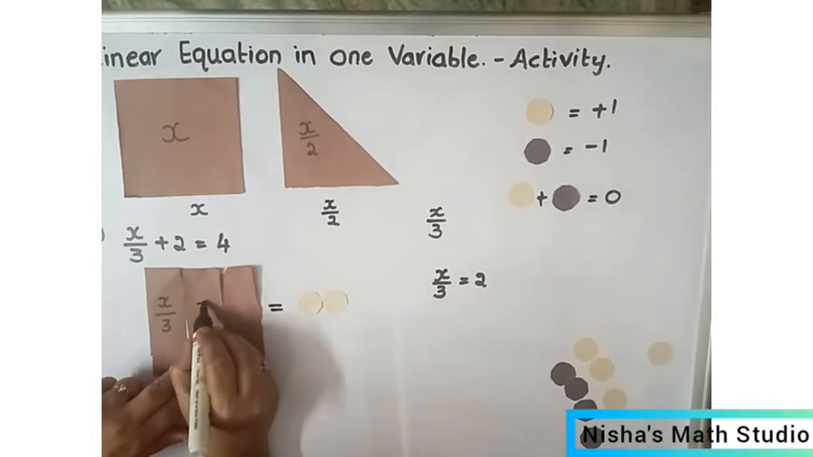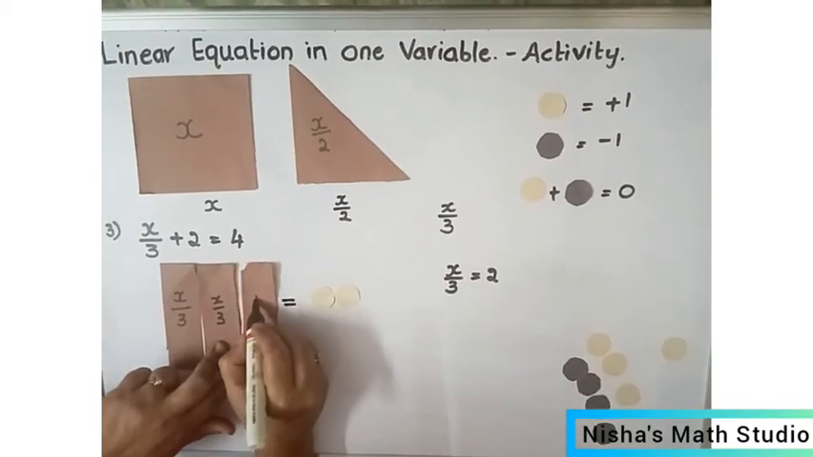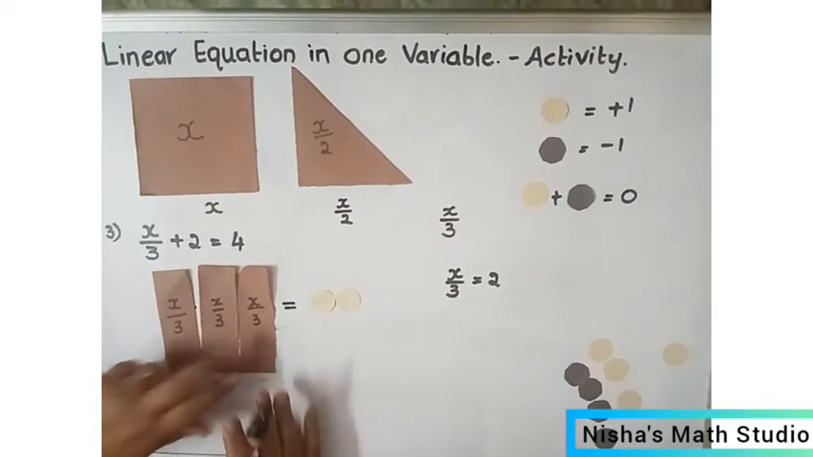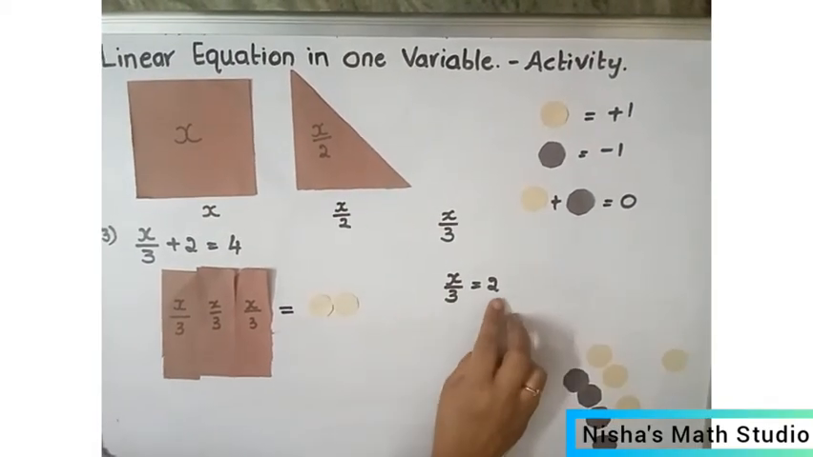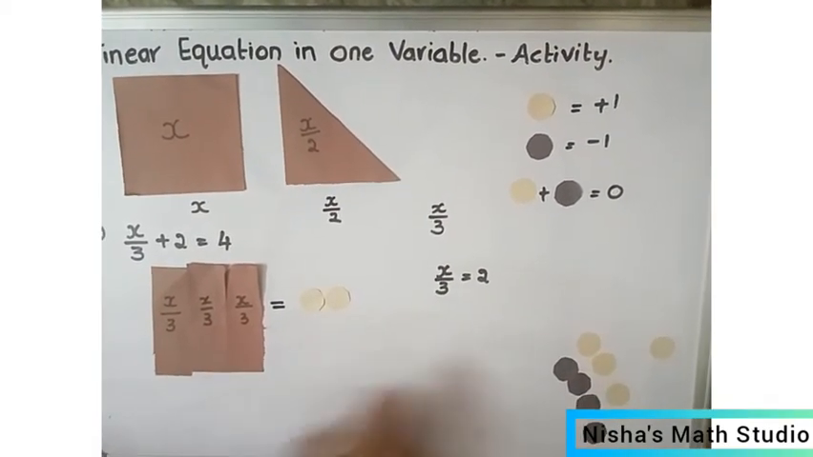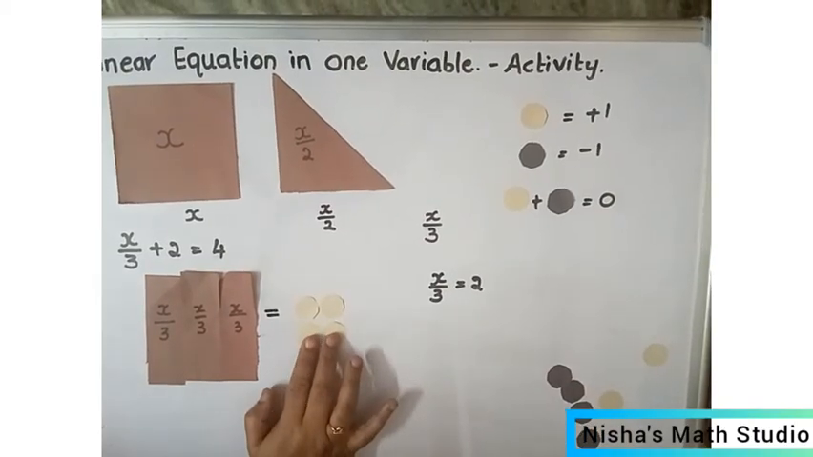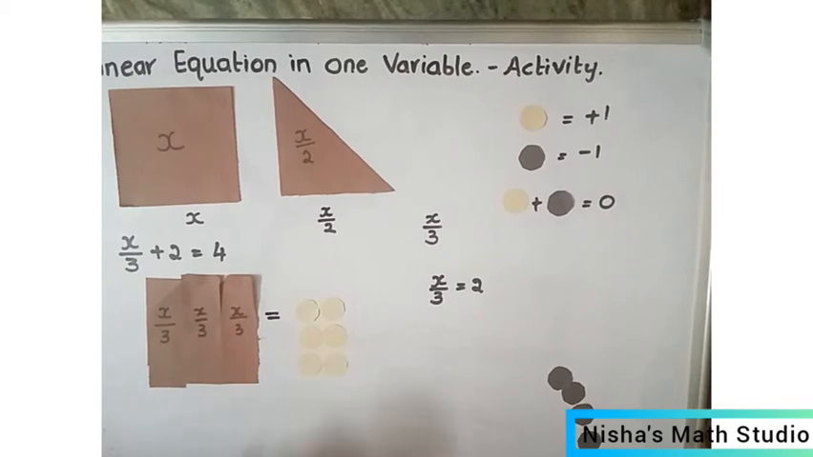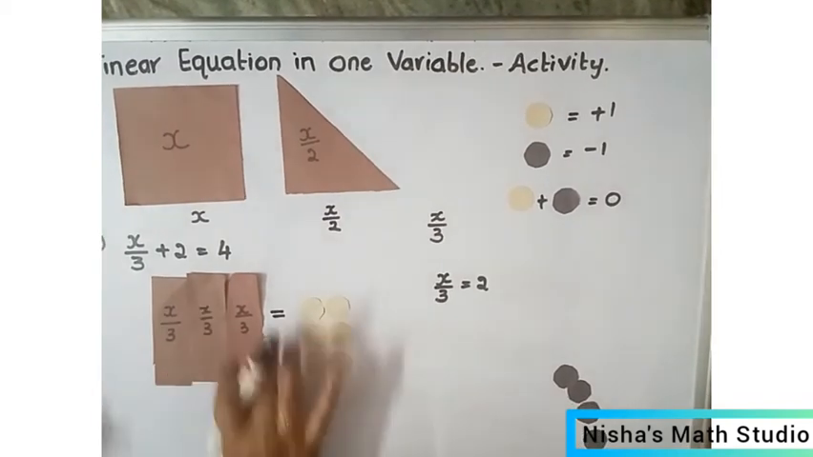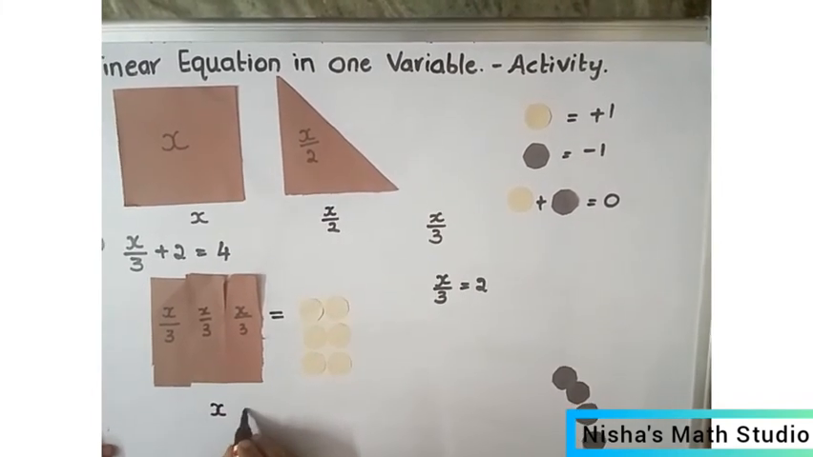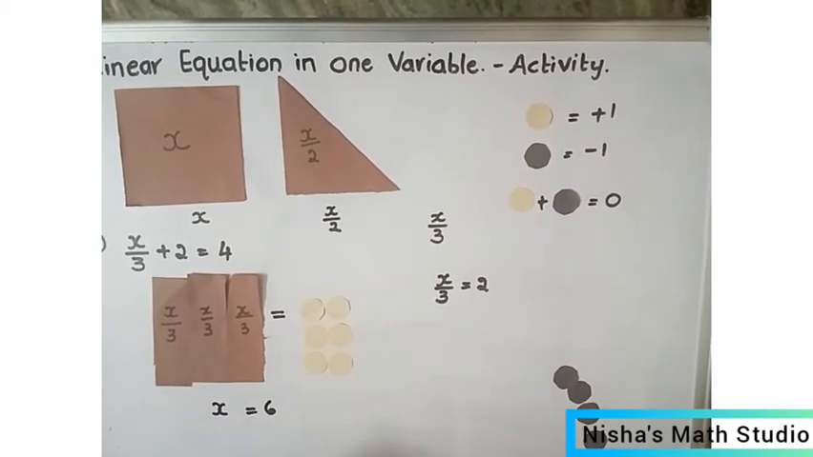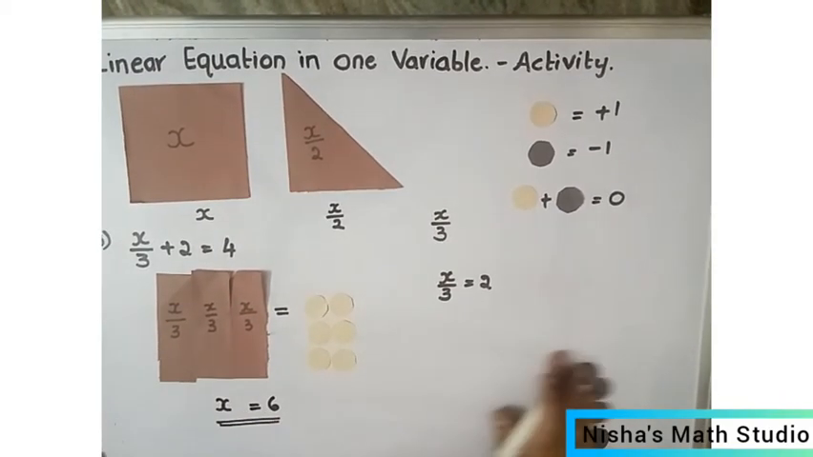See, this was x by 3. This was also x by 3. I have added it 2 times. But remember, 1 x by 3 is 2. I have added 2 here. So I'll add 2 here, these 2 for one strip and these 2 for another strip. So this whole thing is x now, which is equal to 1, 2, 3, 4, 5, 6. So x value is 6.